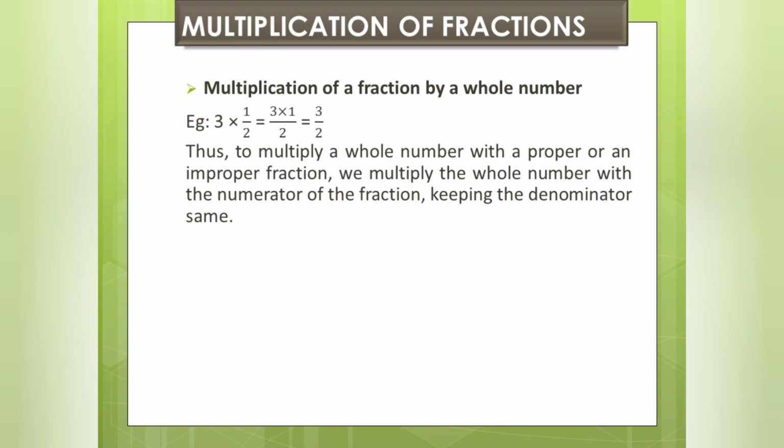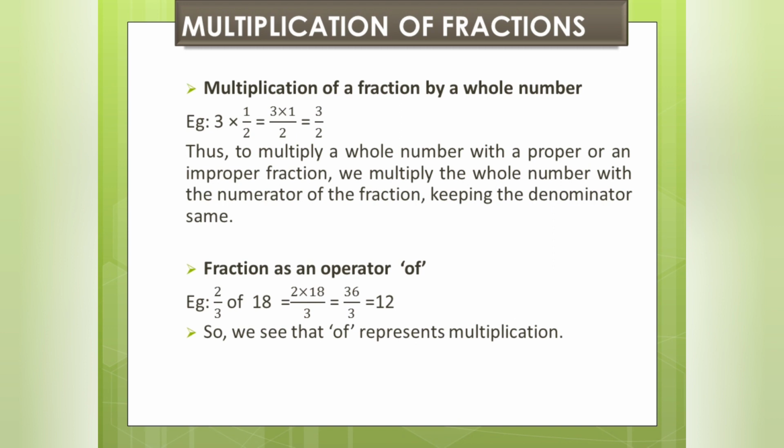Okay, next let us learn the meaning of fraction as an operator 'of'. For example, 2 upon 3 of 18, and let us see how it is solved. 2 is the numerator, so 2 multiplied by 18 upon 3, the denominator does not change. Let us write the 3 as usual like that. So next, 2 multiplied by 18 is equal to 36, 36 upon 3, then we'll get 12. So here we can understand that 'of' represents multiplication.